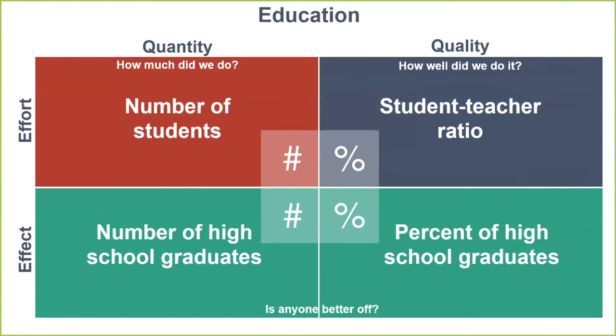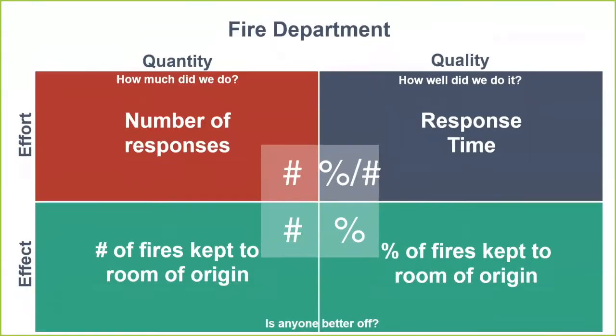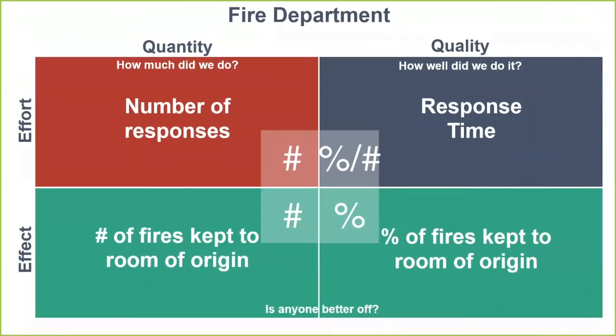The number of high school graduates, the percent of high school graduates in our program. Here's kind of a fun one, fire departments. Certainly the number of responses, the response time, how well do we do it? That's something that fire departments can respond to. And then one of their key "is anyone better off" performance measures is the number and percent of fires kept to room of origin, because that really tells a good indication of how fast they were able to put out the fire. So that's a good example of that.